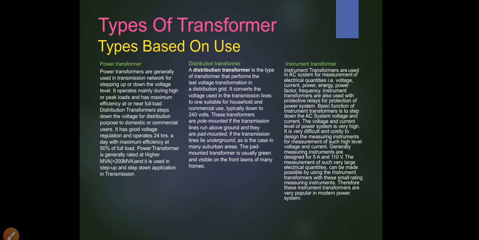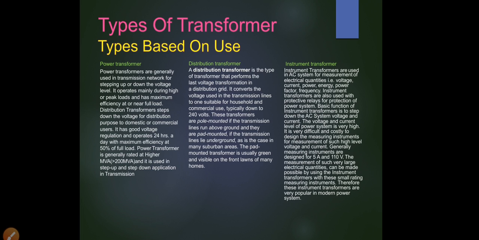The distribution transformer steps down the voltage for distribution purposes to domestic and commercial usages. Of course, these are household applications also. It has good voltage regulation and operates 24 hours a day, with maximum efficiency at 50% of the full load. The power transformer is generally rated at higher megavolt amperes, greater than 200 megavolt amperes, and is used in step up and step down applications of transmission. So this is based on the type of uses.